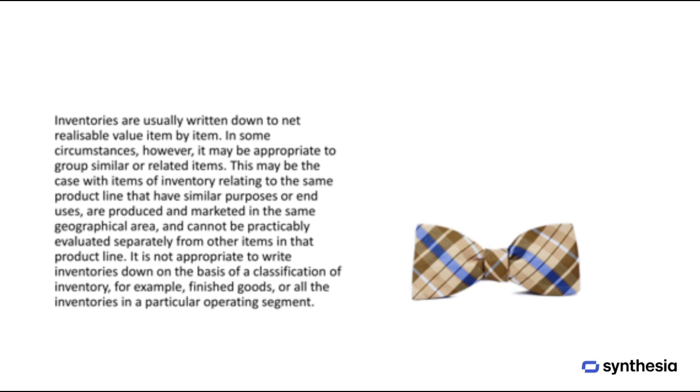Inventories are generally written down to net realizable value on an item-by-item basis. However, in some cases, it may be appropriate to group similar or related items together. This is often the case for items within the same product line that share similar purposes or end uses, are produced and sold in the same geographic area, and cannot be practically evaluated separately. It is not appropriate to write down inventories based solely on broad classifications, such as all finished goods or all inventories within a particular operating segment.